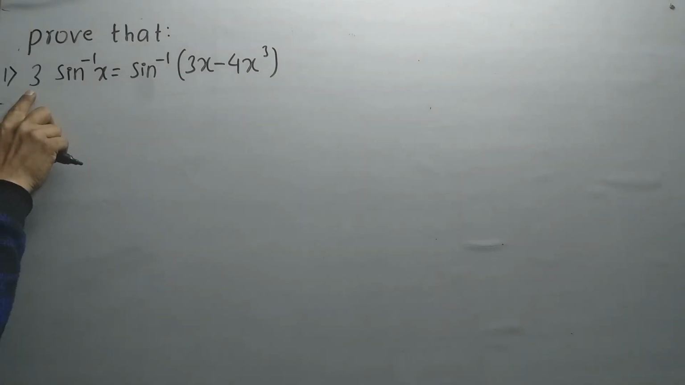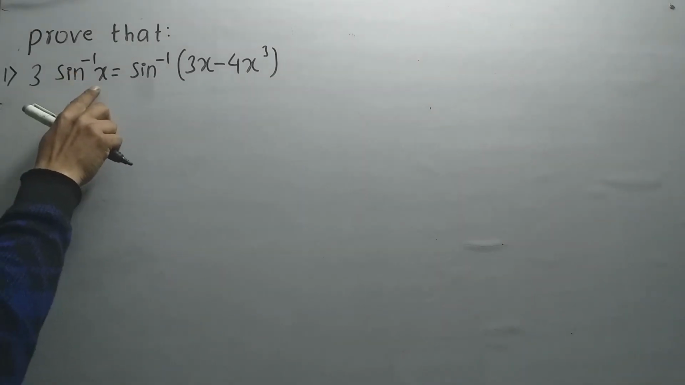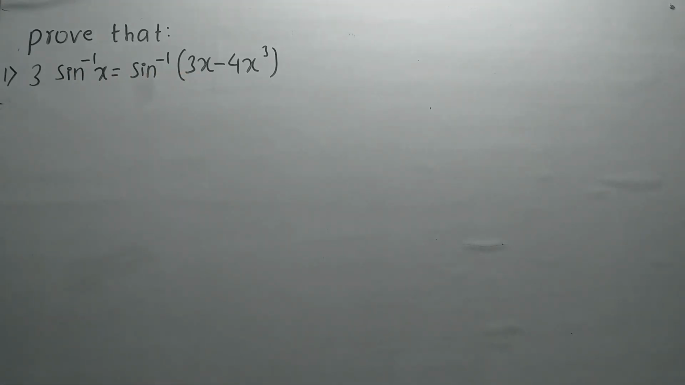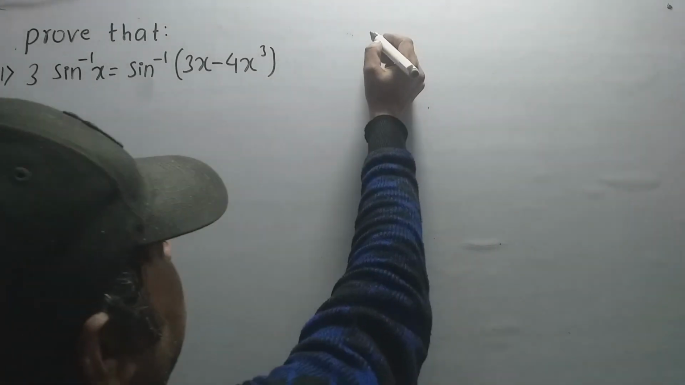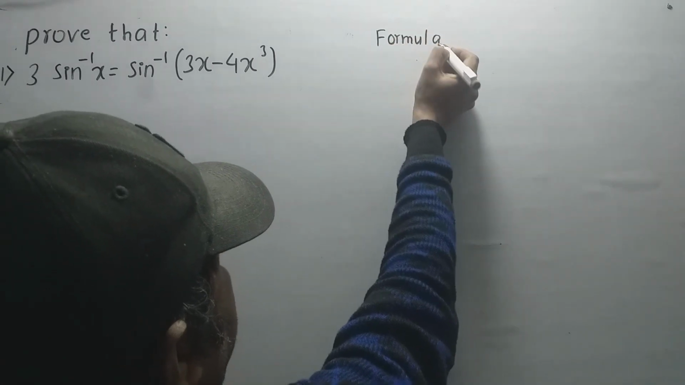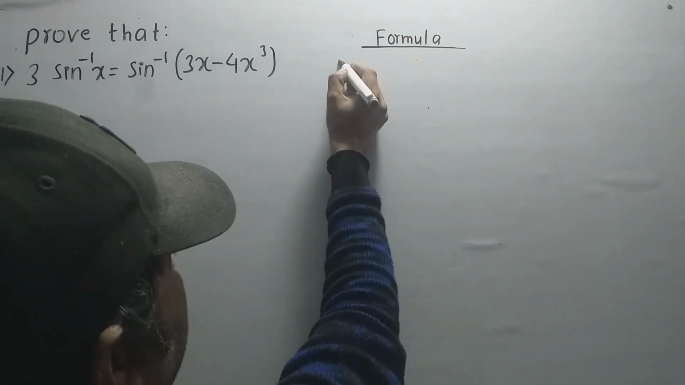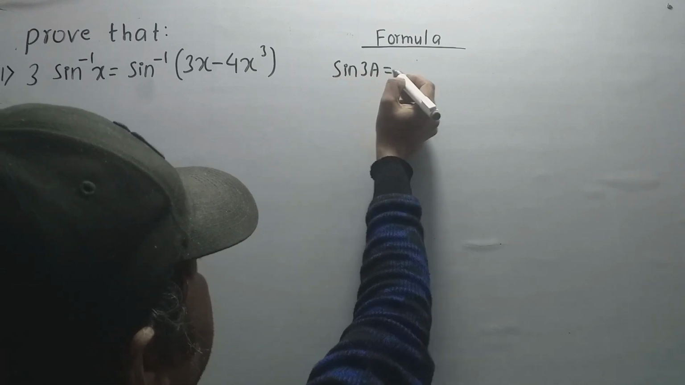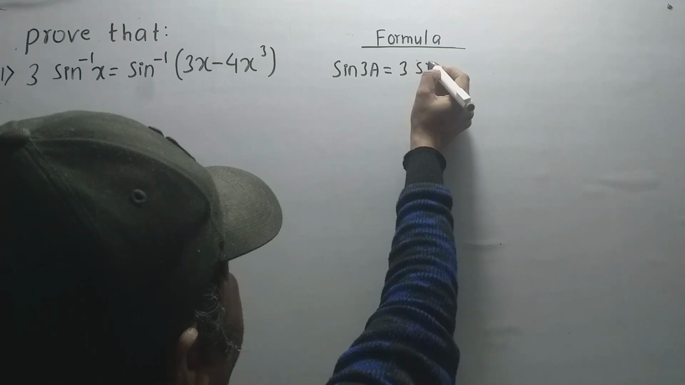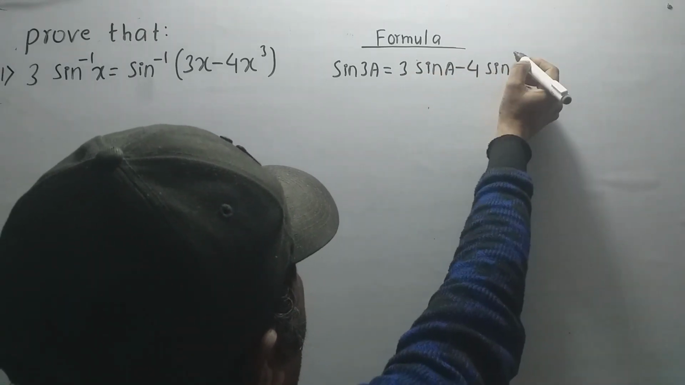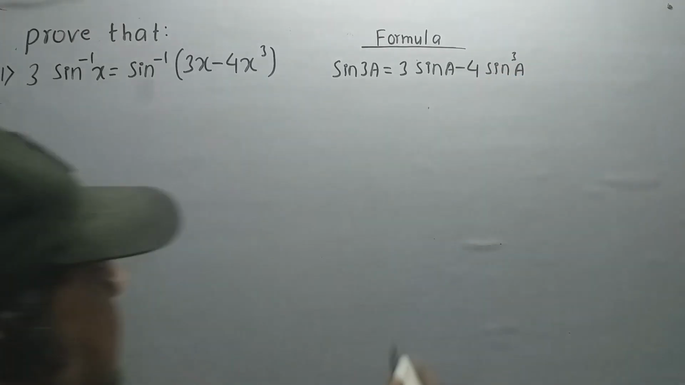Here you are asked to prove 3 sine inverse x equals sine inverse of 3x minus 4x cube. Before proceeding, we need to know the formula. We will solve it by two methods. For the formula, we are going to discuss sine 3a. The formula for sine 3a is 3 sine a minus 4 sine cube a.